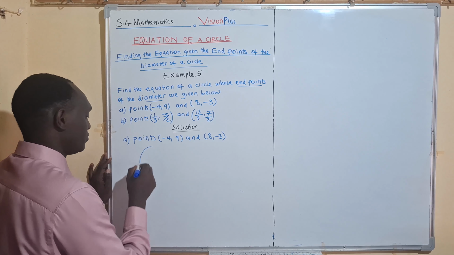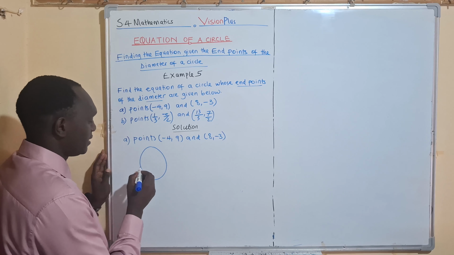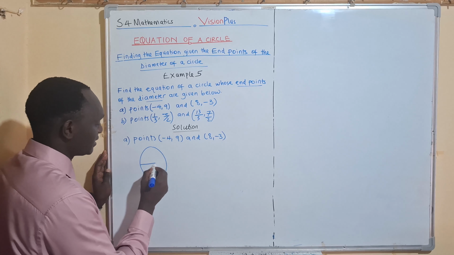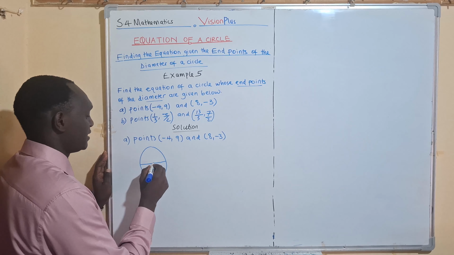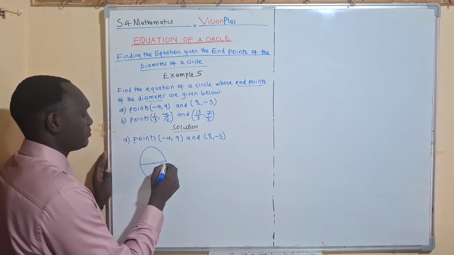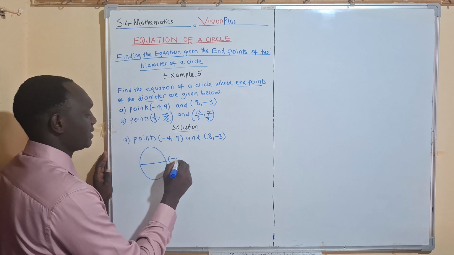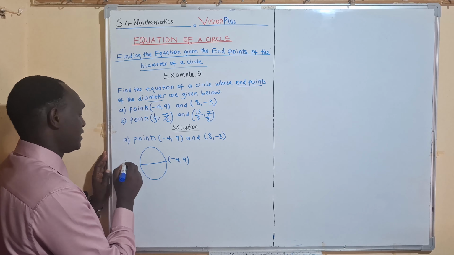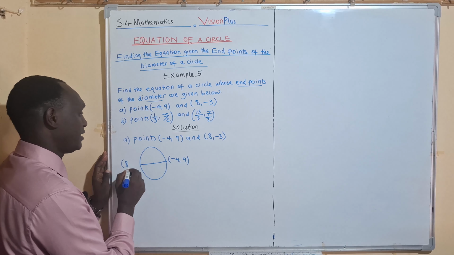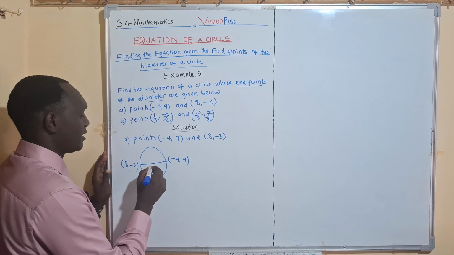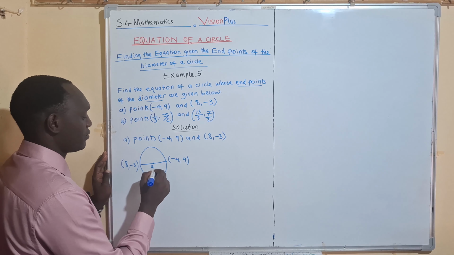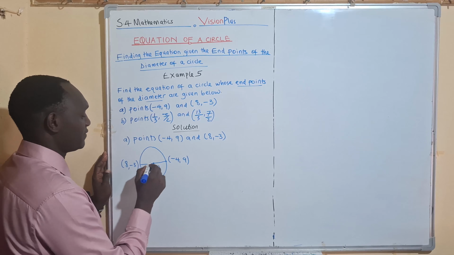So to guide you, sketch a circle, then draw the diameter, dividing the circle into two halves. Then at this point you put -4, 9, and on this side I put 8, -3. At the center, we have the coordinates of the center (a, b), which are not given.